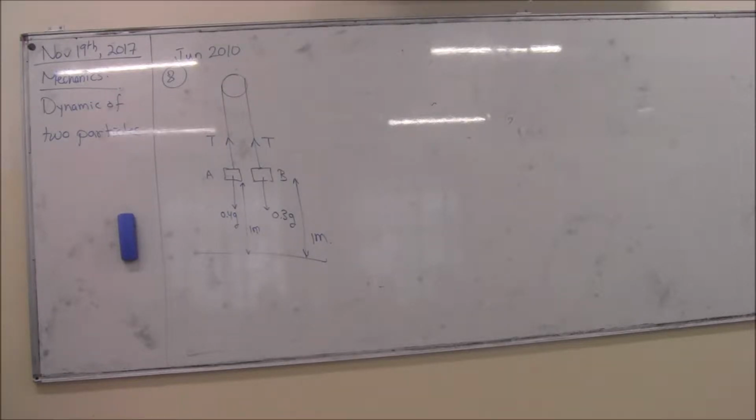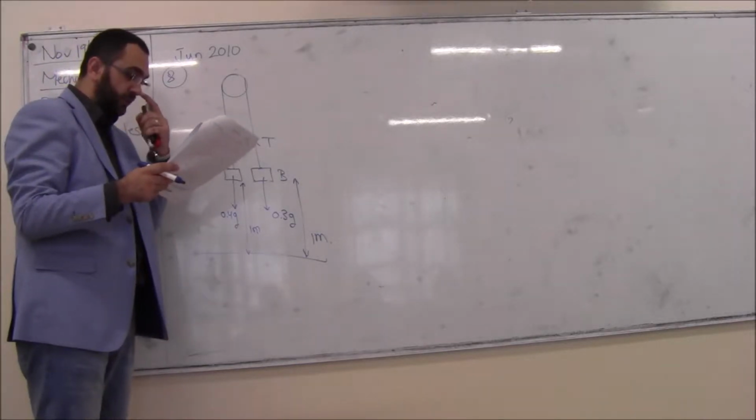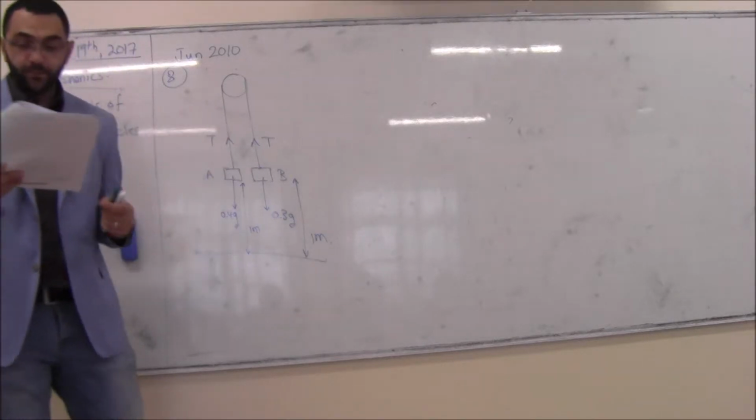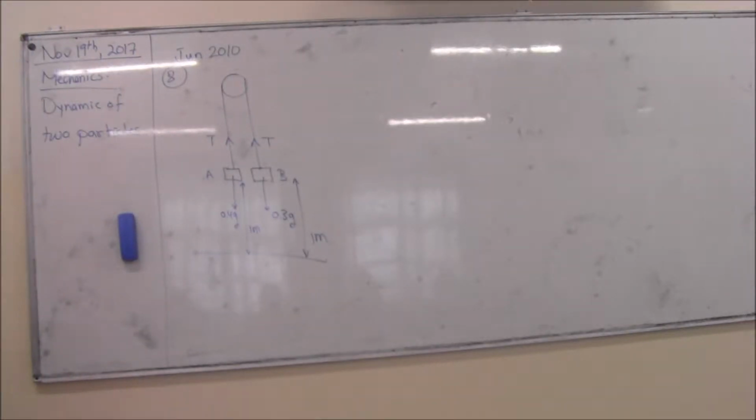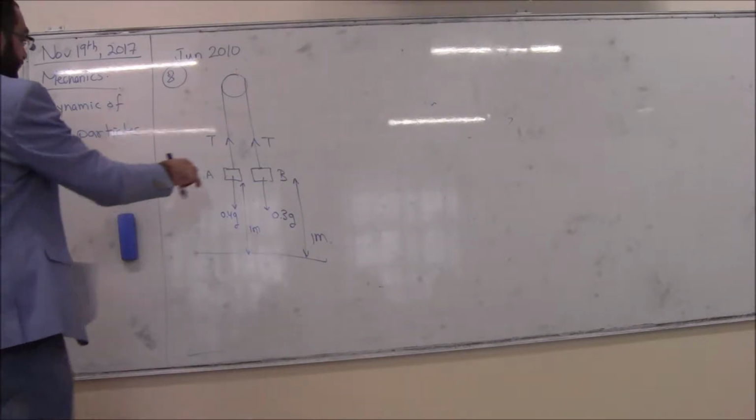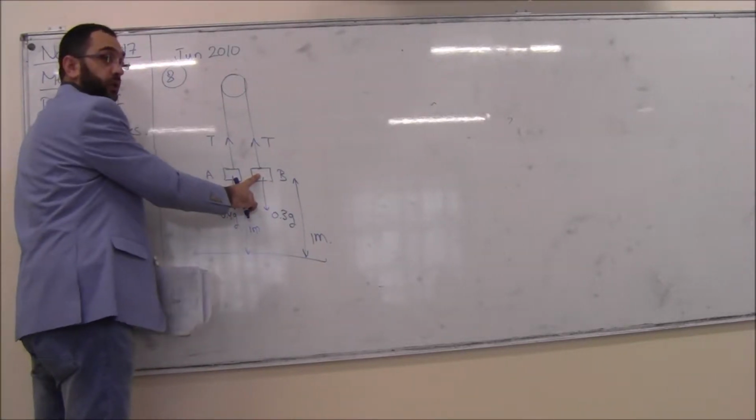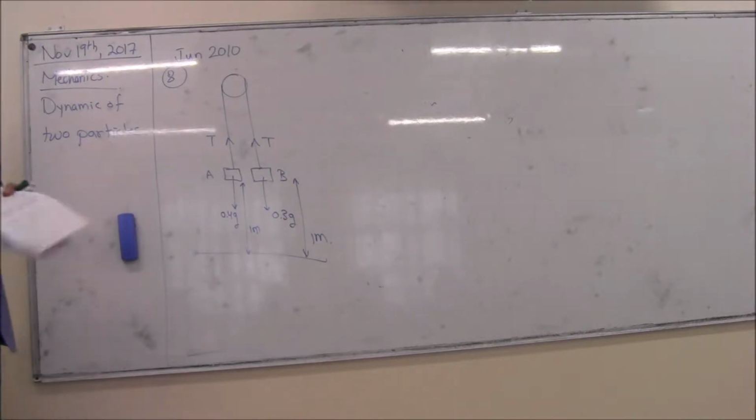The string passes over a small smooth pulley which is fixed above a horizontal floor. Both particles are held at rest with the string taut at a height of 1 meter above the floor. As shown in the figure, the particles are released from rest and move. B does not reach the pulley. As usual, we are asked about tension and acceleration.